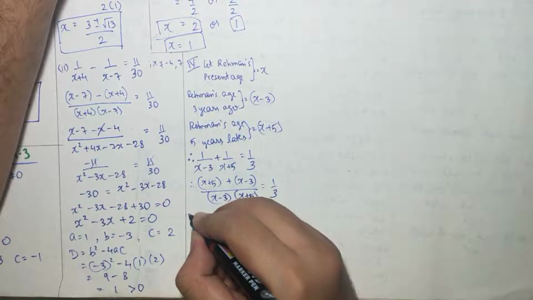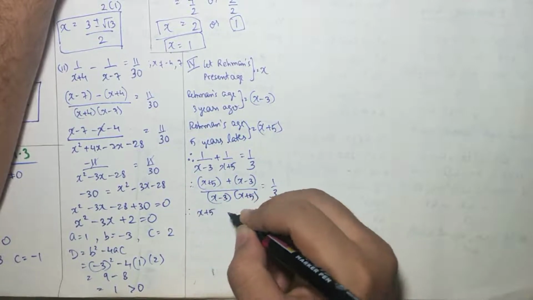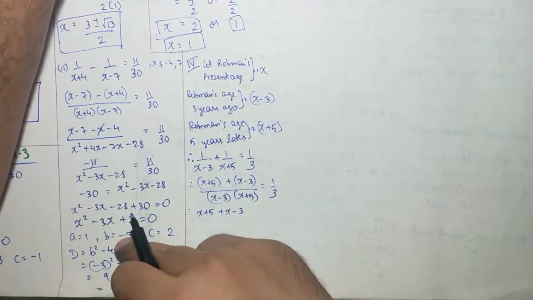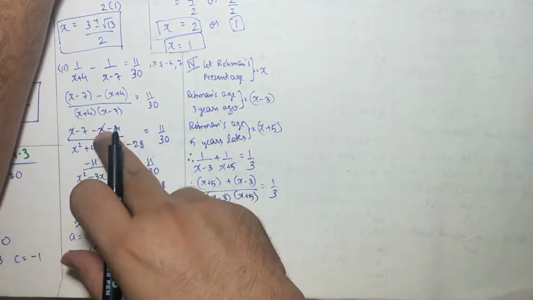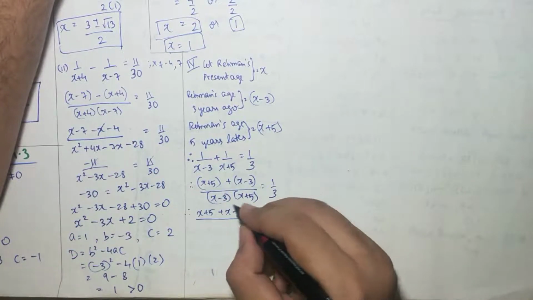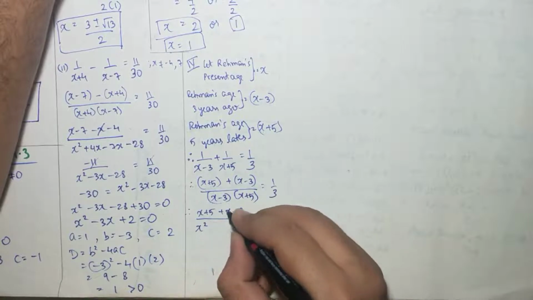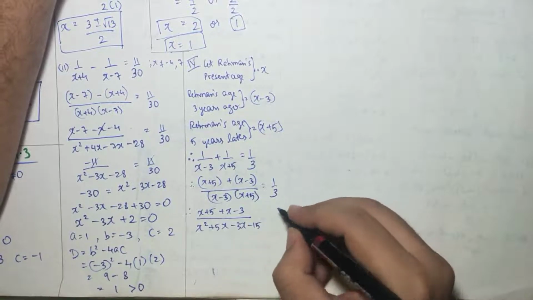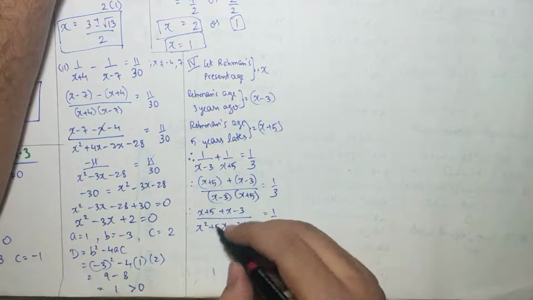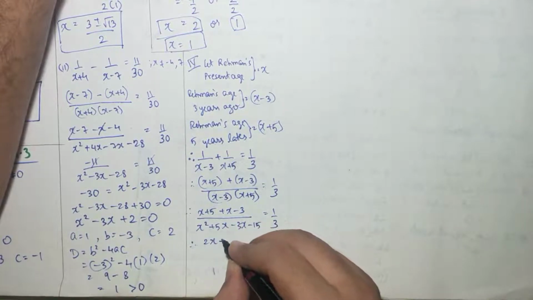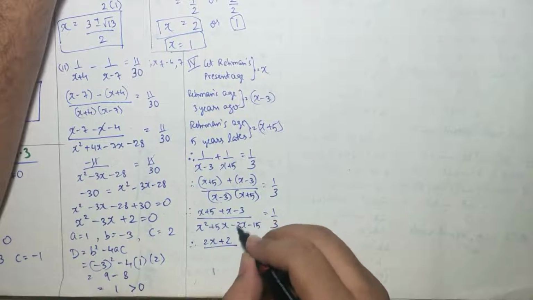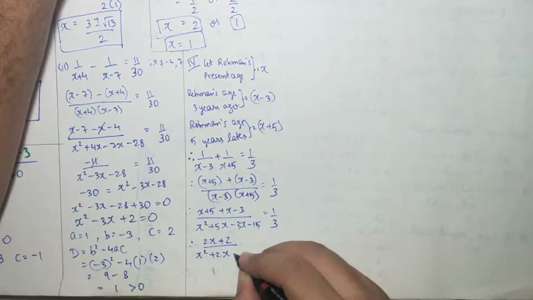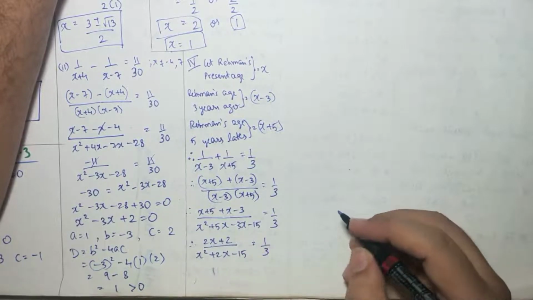Now in the numerator there is no sign ahead, so this will remain x plus 5. This is also plus, so it will remain x minus 3, no sign change. In the last question there was a minus sign, so we changed the sign. In the denominator we will multiply the two brackets. It will become x square plus 5x minus 3x minus 15 is equals to 1 by 3. In the numerator it will be 2x plus 2, x plus x is 2x, 5 minus 3 is 2. In the denominator x square, 5 minus 3, that is plus 2x minus 15 equals to 1 by 3.